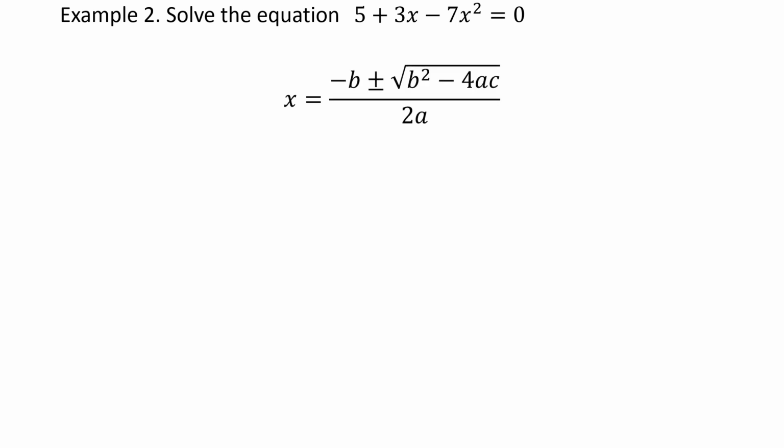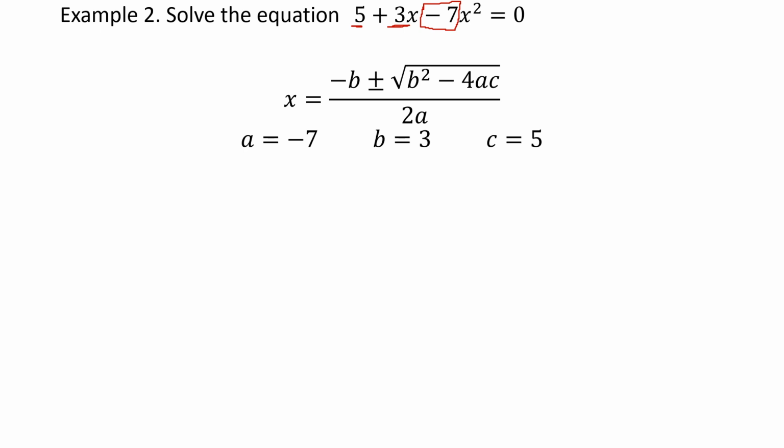Then the next thing is to state the values of a, b, and c. In this case, our a is always the coefficient of x squared, and the coefficient of x squared in this case is minus 7. Be careful of signs. So a is minus 7. b is the coefficient of x, which is 3. c is the coefficient of x to the power 0, or the constant, which is 5. So you can write that down like this.